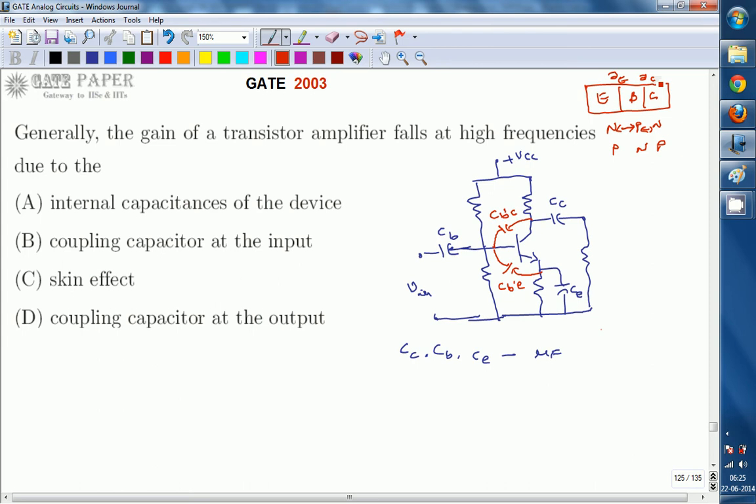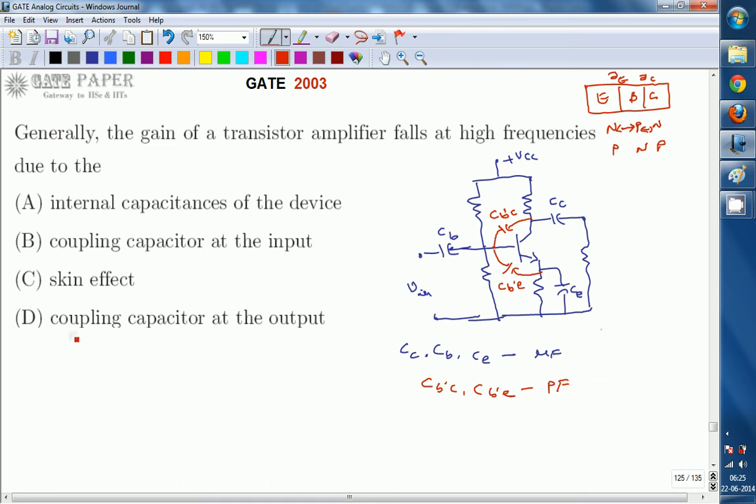Base is common for both junctions, and these junctions simply act as diodes, and diodes exhibit internal capacitances. Every PN junction exhibits internal capacitances at high frequencies. Those internal capacitances, CB'C and CB'E, are at the collector base junction and emitter base junction respectively. They are only present at high frequencies, and their values are in the range of picofarads.